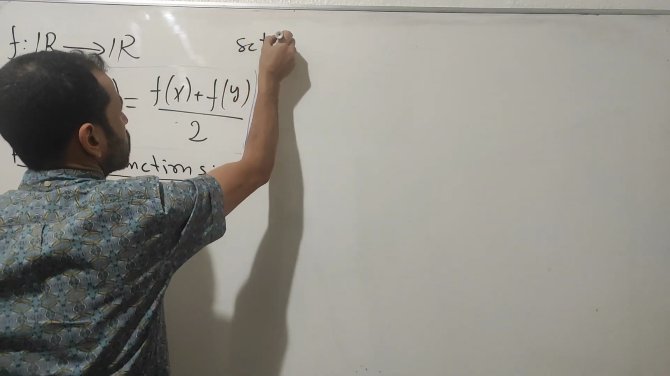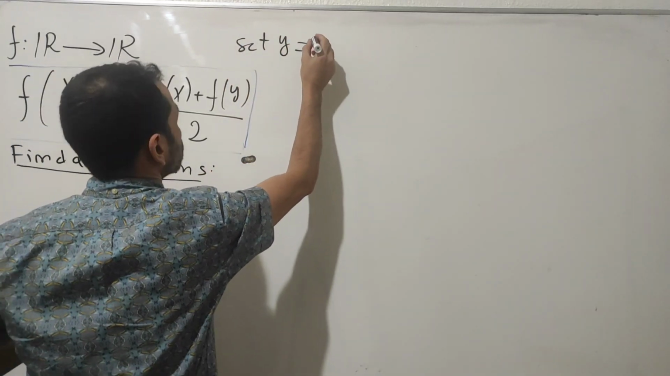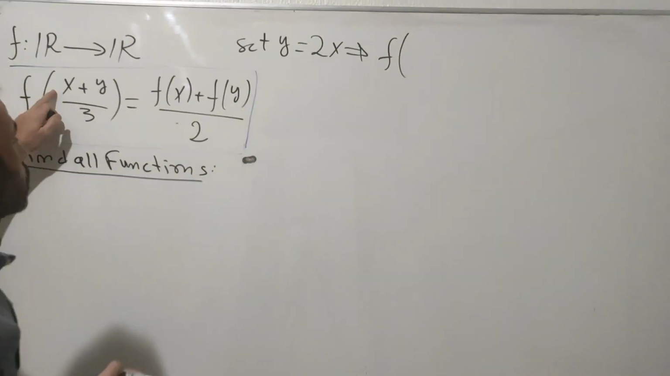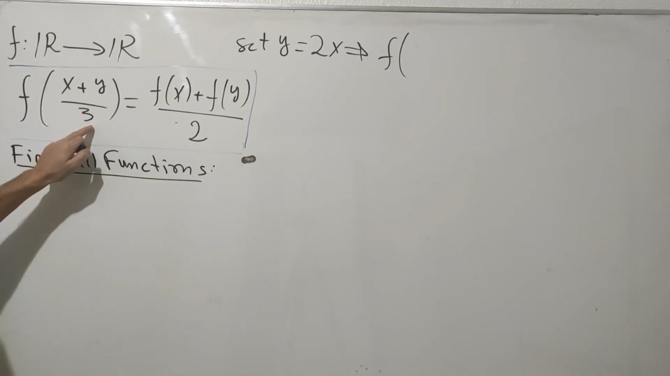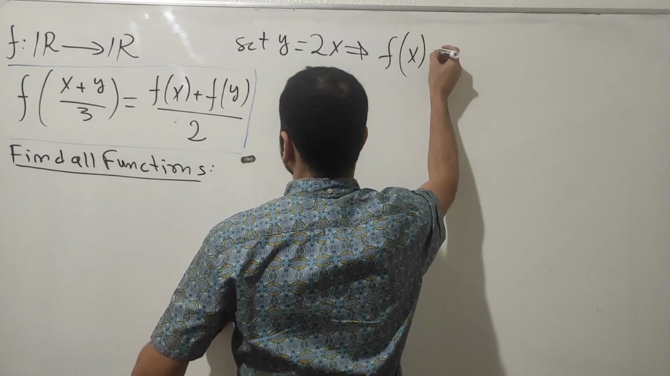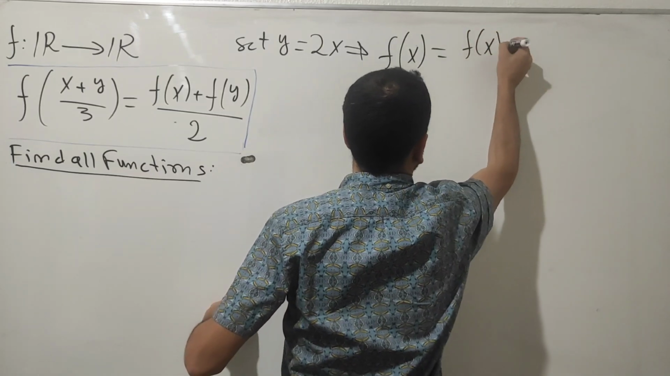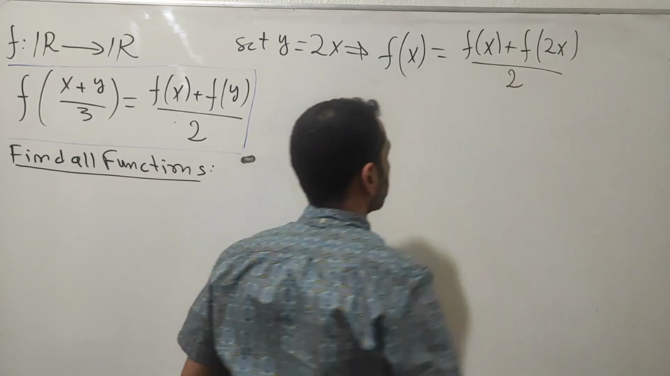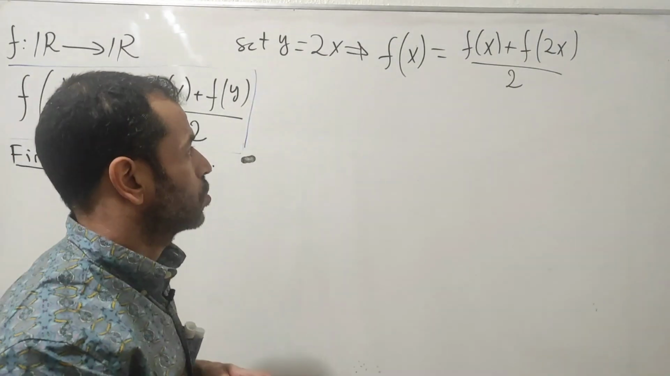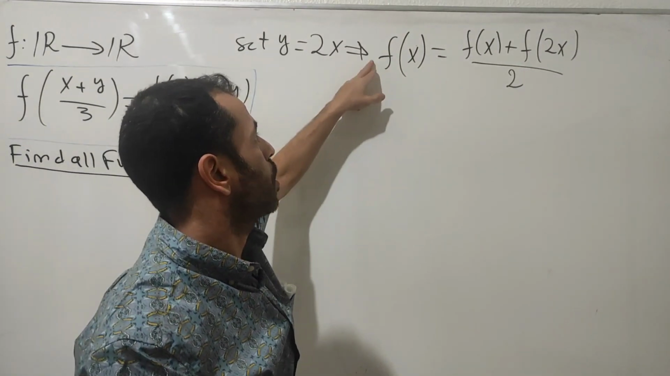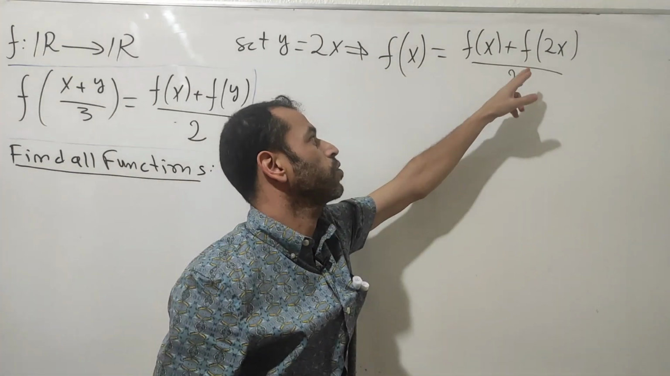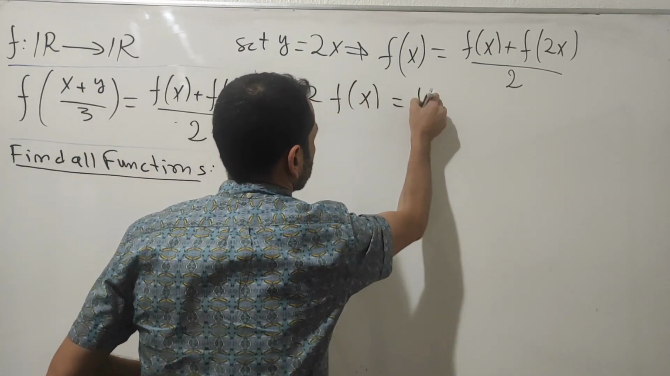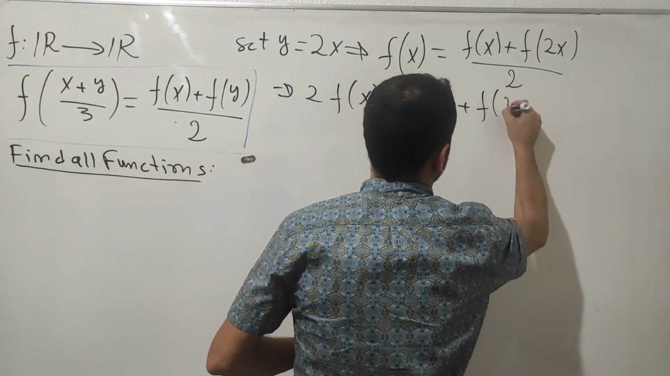Let's set y equals 2x first. This gives us f of (2x plus x), which is 3x over 3, which is x, so f of x, equals f of x plus f of 2x all over 2. Then, crossing the multiplications, I get 2 f of x equals f of x plus f of 2x.